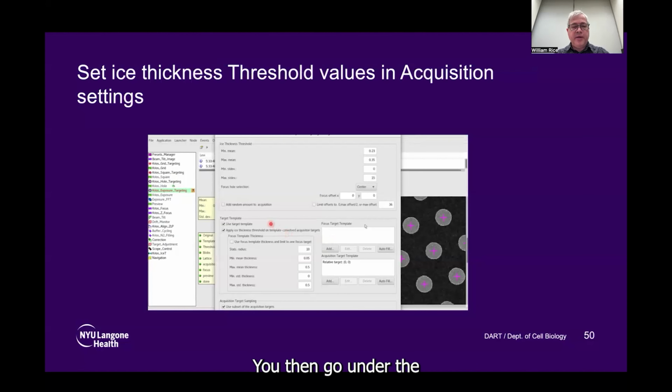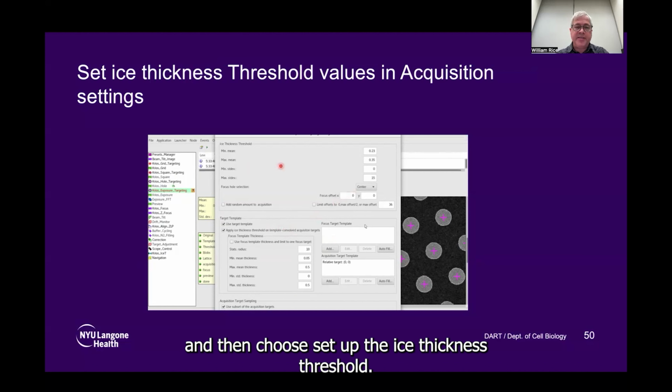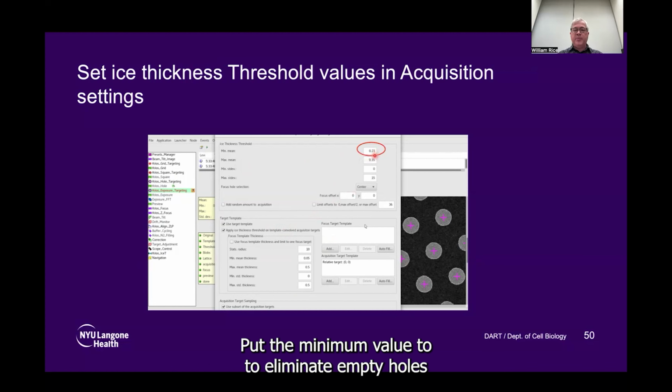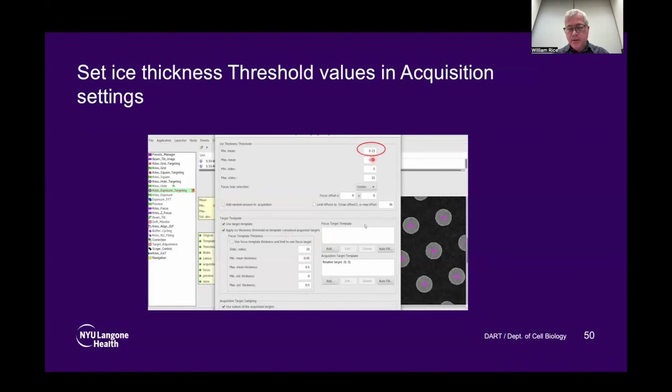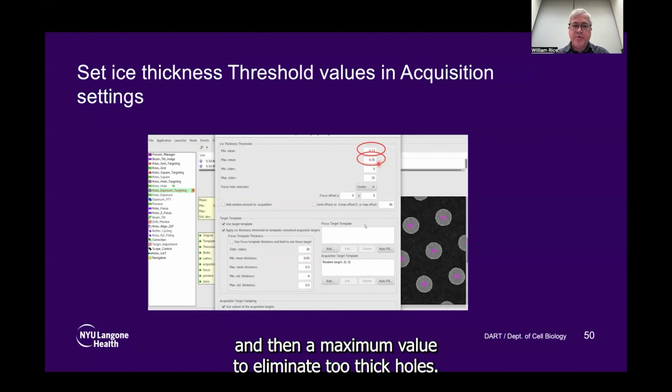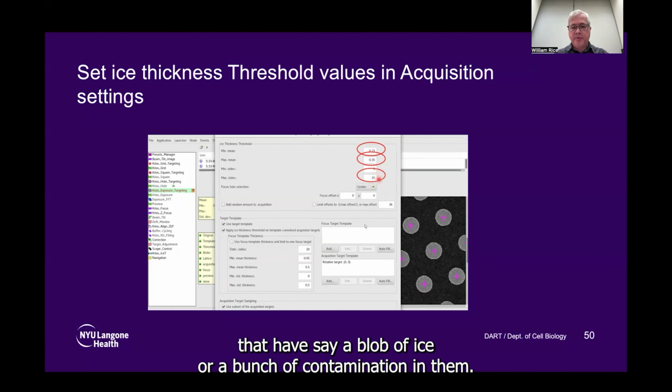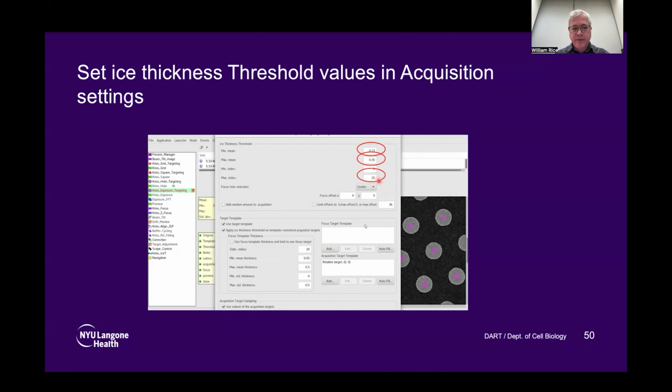You then go under the hole targeting, and then set up the ice thickness threshold. That's up here. You put the minimum value to eliminate empty holes, a maximum value to eliminate too thick holes, and then a standard deviation value to eliminate holes that have, say, a blob of ice or a bunch of contamination in them.